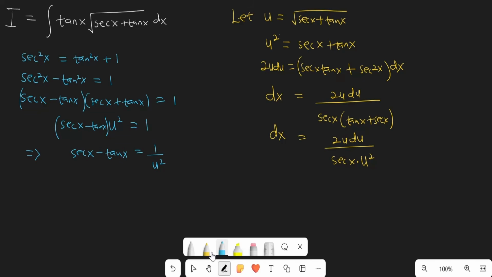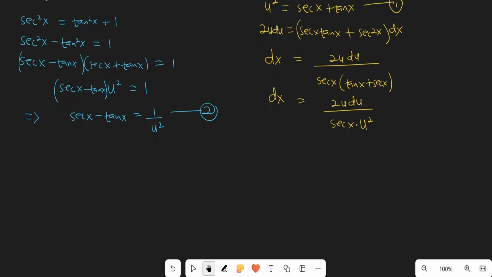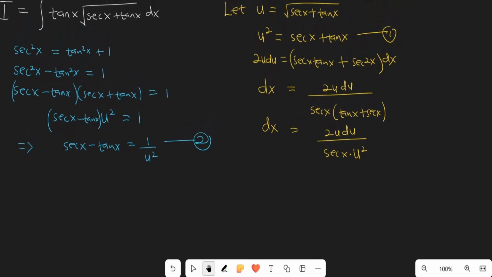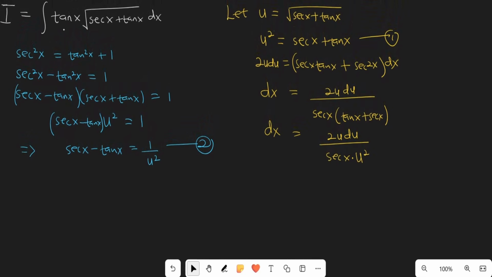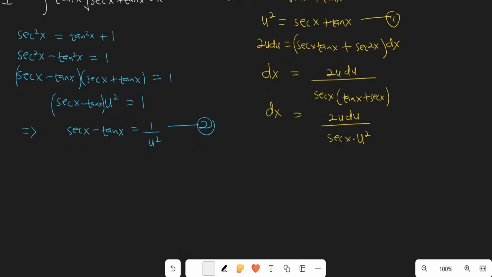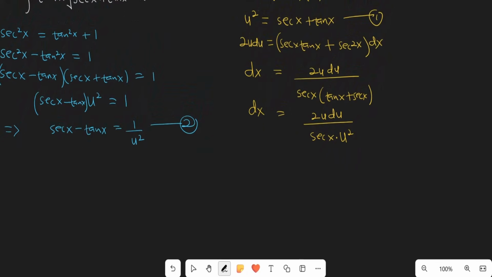So now permit me to call this one equation 1 and this one equation 2, correct. So now let's solve equations 1 and 2 simultaneously for tangent of x and secant of x in terms of u. Now let's do that. So here I'm going to write equation 1. Equation 1 is secant of x plus tangent of x equals u squared. This is equation 1, that is from here, correct.